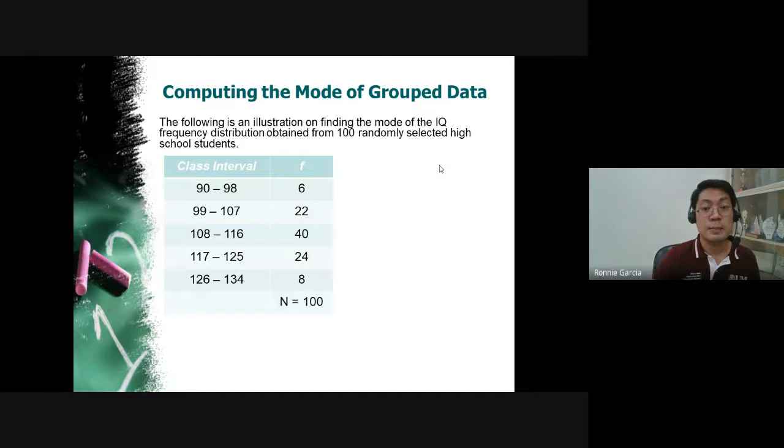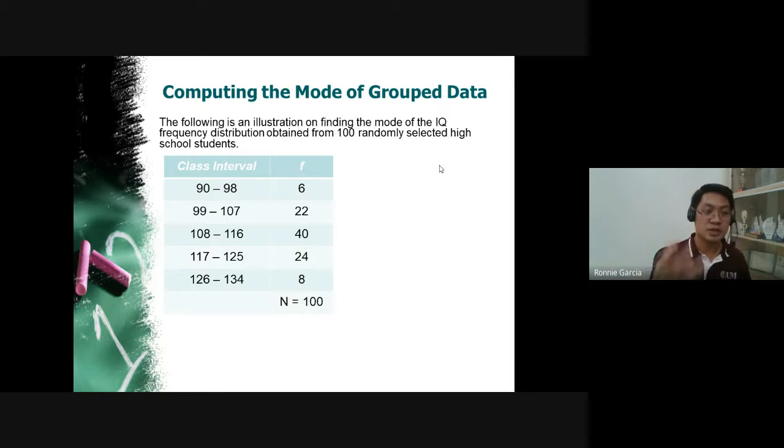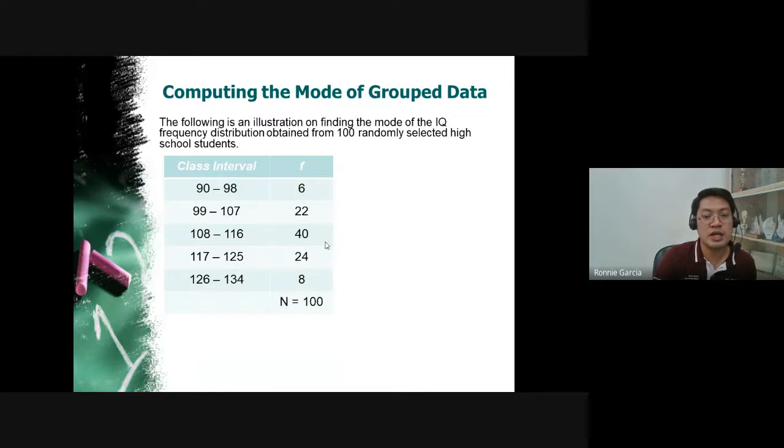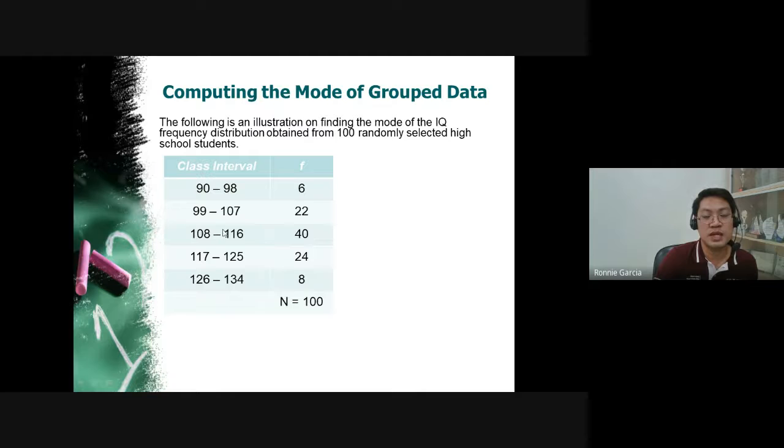Using the same sample of IQ scores of 100 students, we can solve for the mode if we first get the mode class. Recall the definition of the mode: the most frequently occurring, the highest frequency. The highest frequency here, 6, 22, 40, 40, sir, 48? The highest is 40. The most frequent score group is 108 to 116, so 108 to 116 is the mode class.